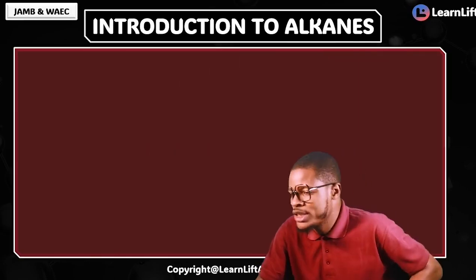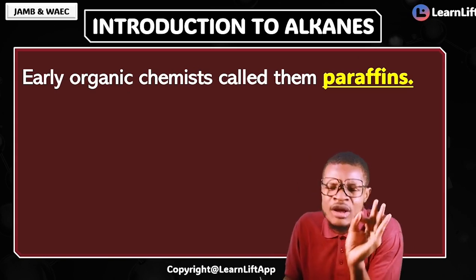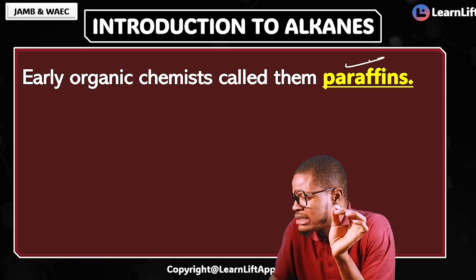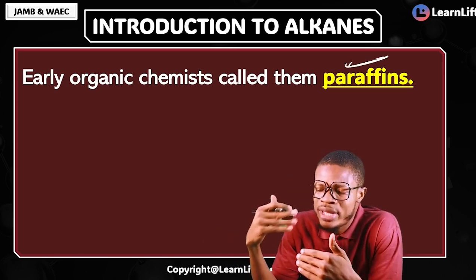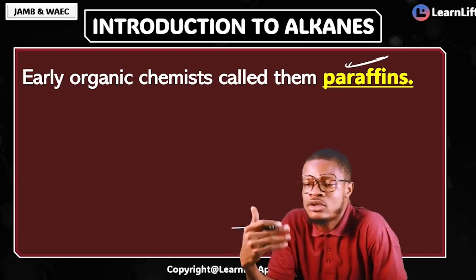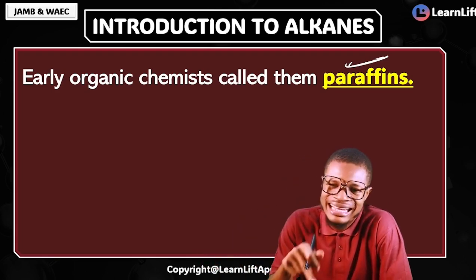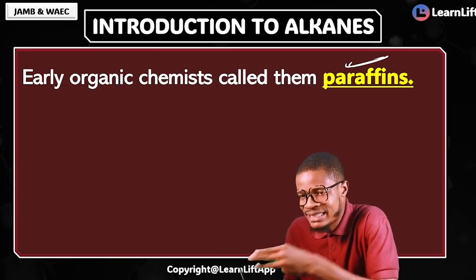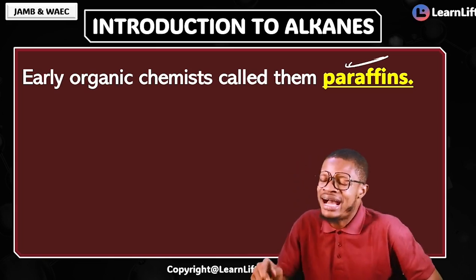First, I'd like you to come with me as we take a sweet ride together. Take note that early organic chemists were the ones that called alkanes paraffins. So we adopted the name from them. What were they calling alkanes? They called alkanes paraffins. That's why I said alkanes or paraffins, alkenes or olefins, alkynes or acetylene. So alkynes, triple bonds, are the acetylenes; double bonds, alkenes, are the olefins; single bonds are the paraffins.